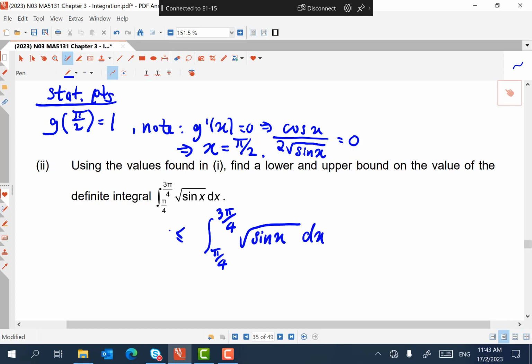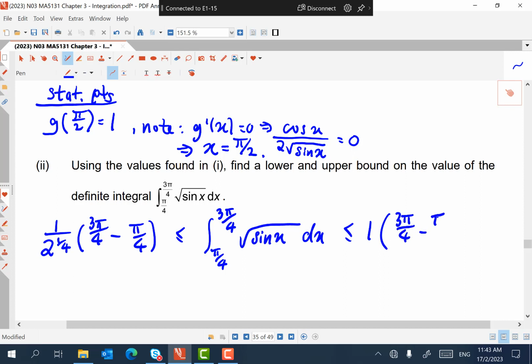Okay, so because of this, the lower bound would be 1 over 2 to the power quarter times the interval, and the upper bound will be the absolute maximum, again times the interval.